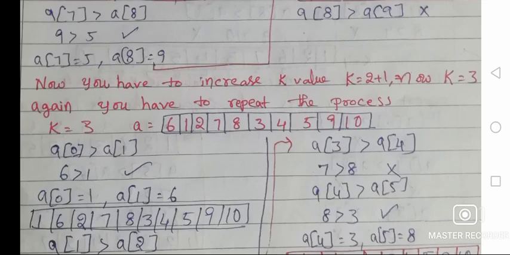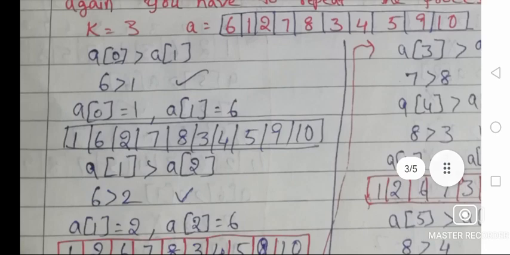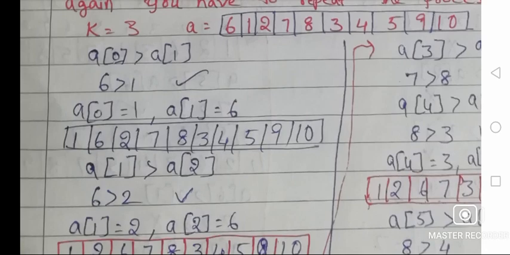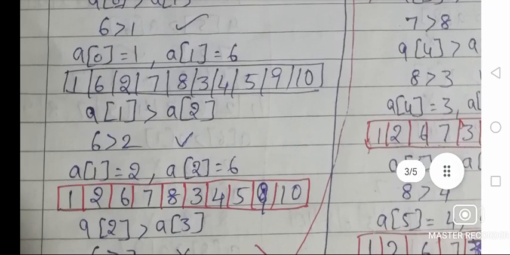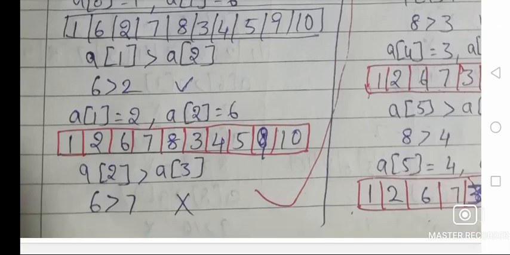You are repeating the loop the third time. Main loop is the third time. So again you are checking inside the array from position 0 to 9. Okay, first F0 is greater than F1, 6 greater than 1. It will exchange the values and form a new array. Again it will increase the J value, check the condition F1 greater than F2, 6 greater than 2. This condition will be true and it will exchange the values and you can find the array.